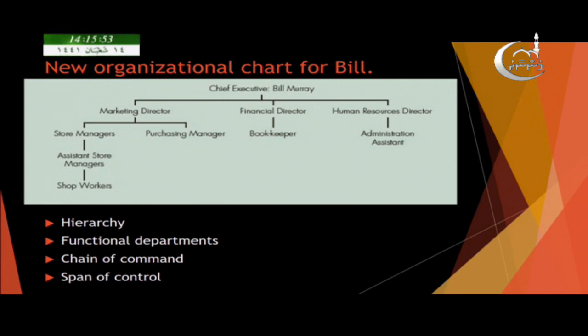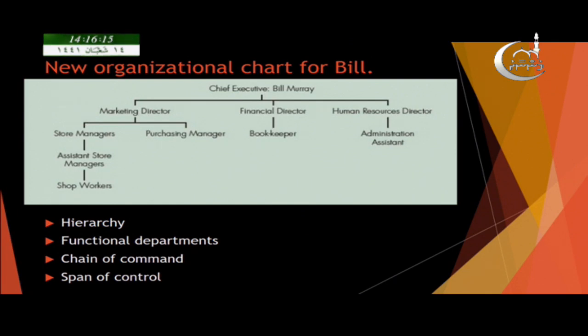Those features are hierarchy, functional departments, then chain of command and span of control. We have discussed all these. So, now we are going to see all these features are there in this structure. Let us see hierarchy. Hierarchy means number of levels, isn't it? We are going to see, is there any levels in the organizational structure?